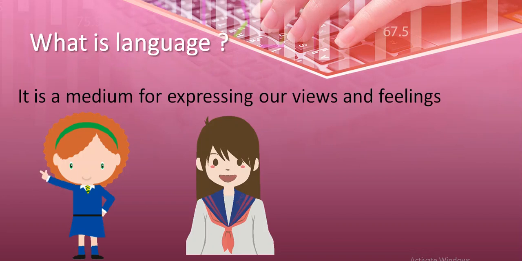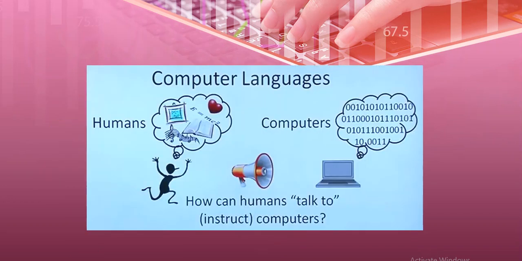But for effective communication, we should have a common medium. For example, if I speak in French while teaching you and you don't understand that language, will it be proper communication? No. So, we need to learn some language for communication, and it should be a common medium which you and I both understand. Now let's talk about computer languages. How do human beings communicate with computers?